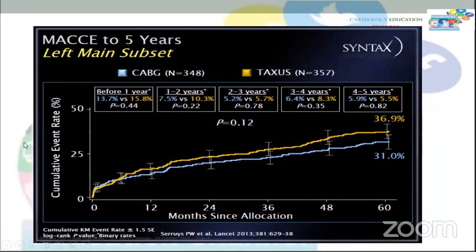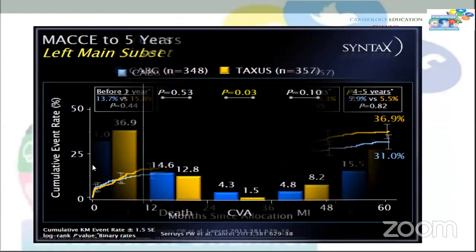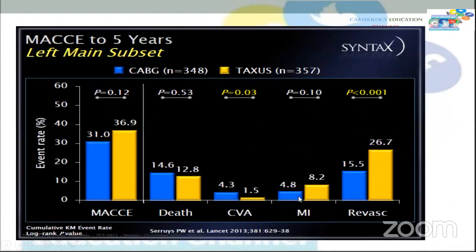So, the left main subset of the SYNTAX trial. And let me tell you that the SYNTAX trial was not designed as a specific trial for the left main disease, but it was for drug-eluting stent versus CABG in different situations, including multi-vessel as well as left main disease as a subset of patients. And as you see, the primary endpoint occurred in 37% of the patients doing PCI versus 31% of the patients with CABG. And as you see here, the MACE, including the revascularization, 37 versus 31.